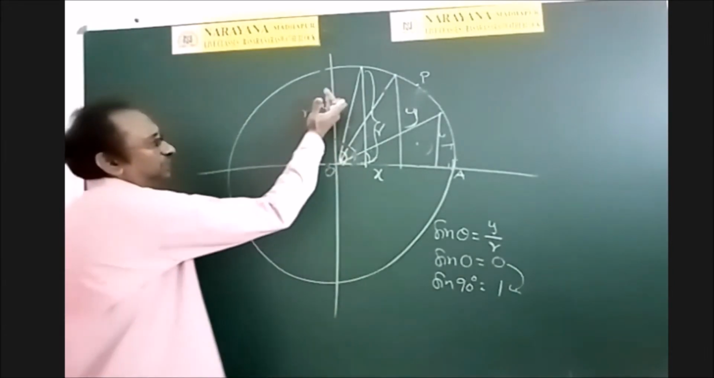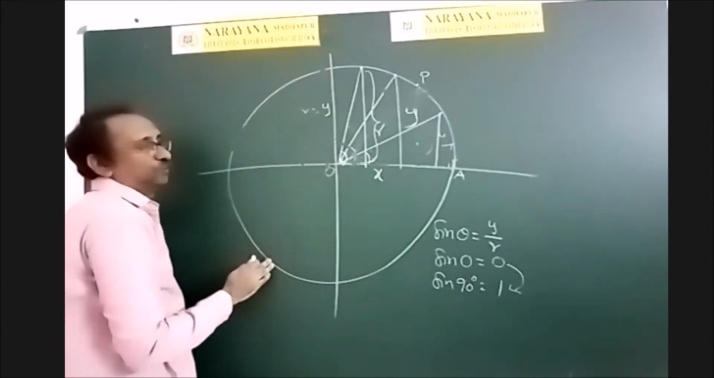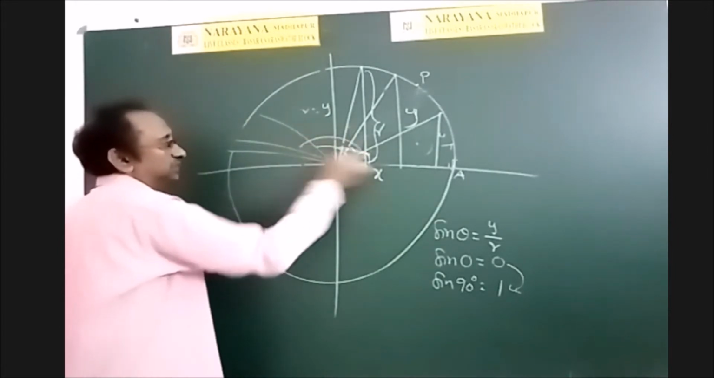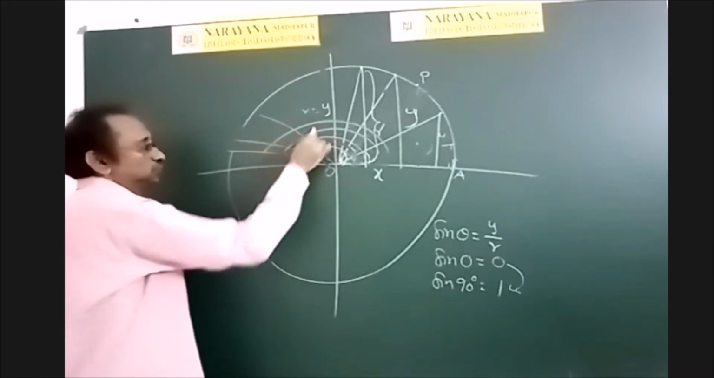Once again, if you continue here, what will you observe? If theta increases like this, 120, 130, 140 like this, so slowly what happens?